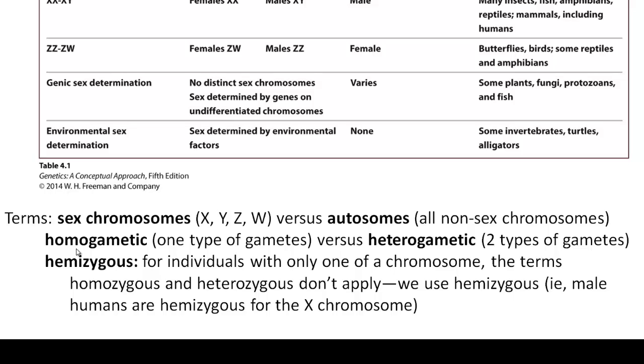We'll also use the term hemizygous, and we'll use this when an individual has only one of a particular chromosome. So normally, if we talk about the alleles of a gene, we would use the terms homozygous or heterozygous, and neither of those terms really applies if you only have one of that particular gene. So this is an exception to Mendel's rule that genes come in pairs. Males only have one of each gene on the X chromosome, and we would say that they are hemizygous.